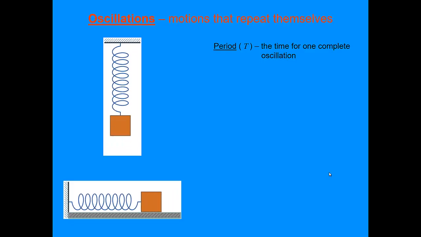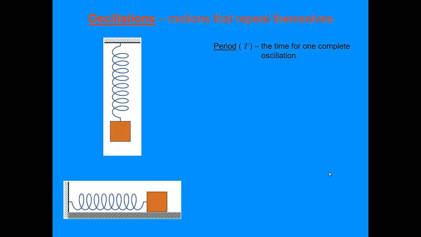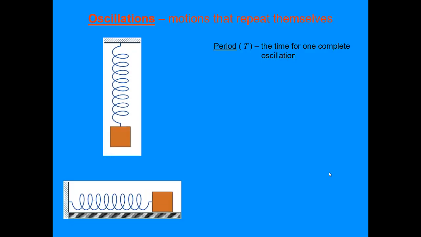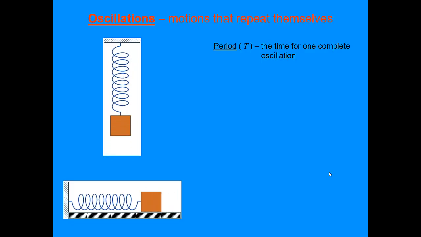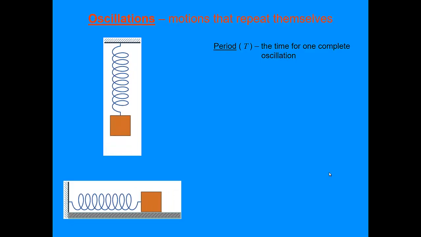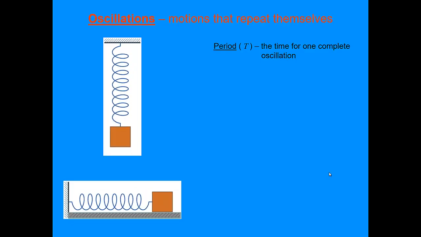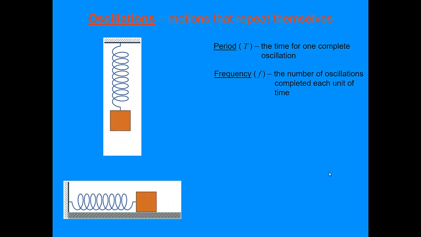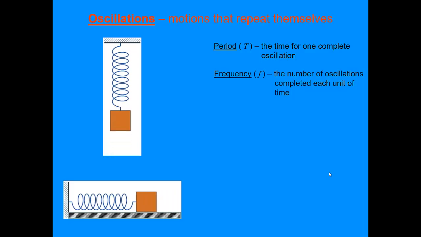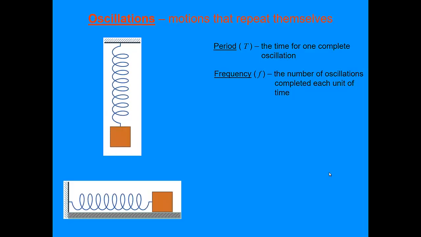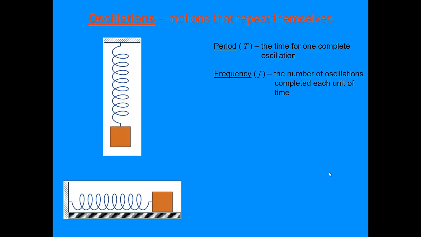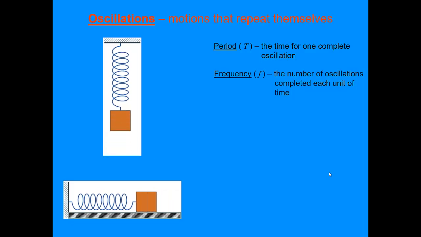Now, it's generally used for things that take a good amount of time to oscillate once. What about things that vibrate quickly, like a guitar string or a tuning fork or something like that? Instead of defining them by their period, which we could, it would just be a really small number, we define them by how frequently they complete an oscillation. So frequency, lowercase f, is the number of oscillations each unit of time.